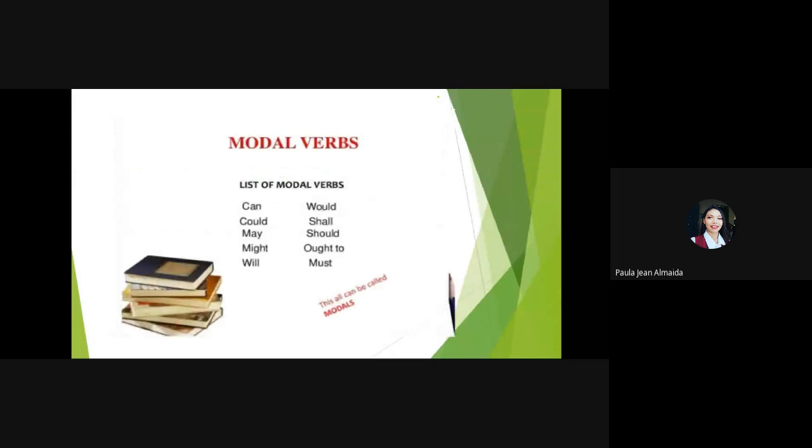So these are the list of modal verbs. Who can read the list of modal verbs? Sorry, I can't see the raise. I'll just read it. The first one is can, could, may, might, will, would, shall, should, ought to, and must. So these can all be called modals.